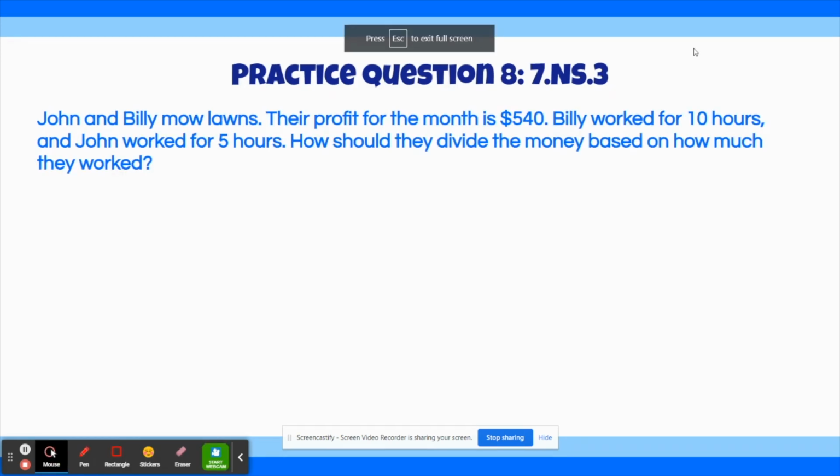Okay, so this is the final practice problem, and it's a word problem. It says John and Billy mow lawns. Their profit for the month is $540. Billy worked for 10 hours and John worked for 5 hours. How should they divide the money based on how much time they worked? So you guys can attempt this problem by yourself, and again, when you're ready to see the answer, you can play the video again.